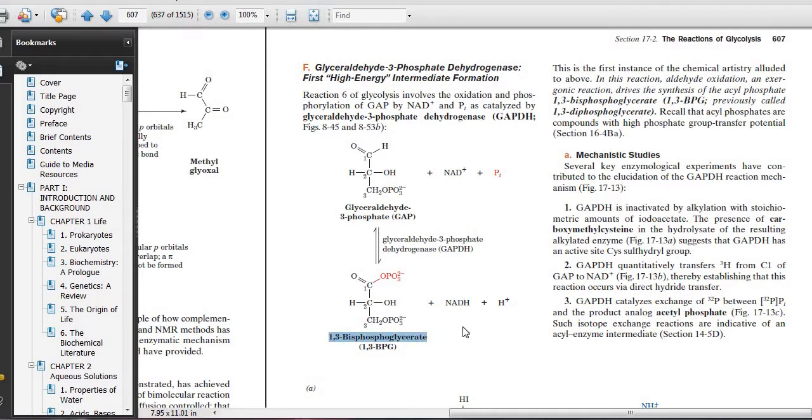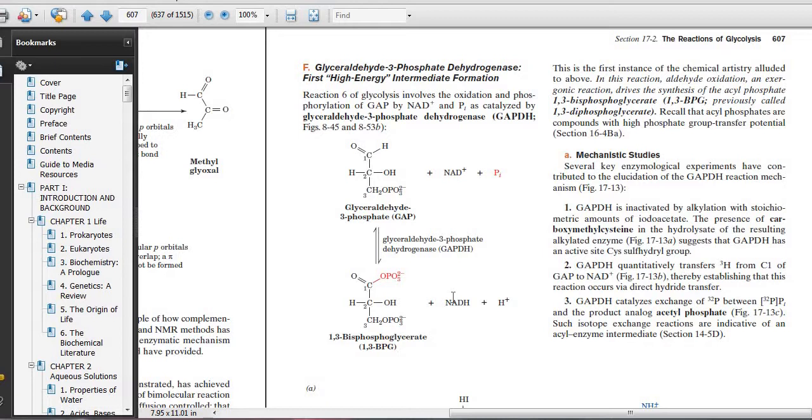NAD+ acts as the oxidizing agent in this reaction. In any reaction where you are using NAD+, NADH or FADH2, the name of the enzyme will be a dehydrogenase. Because the substrate is glyceraldehyde 3-phosphate, the enzyme is glyceraldehyde 3-phosphate dehydrogenase. This reaction involves direct hydride transfer, meaning the hydrogen is directly transferred to NADH. If you label the hydrogen with tritium, H3, you can get labeled NADH.